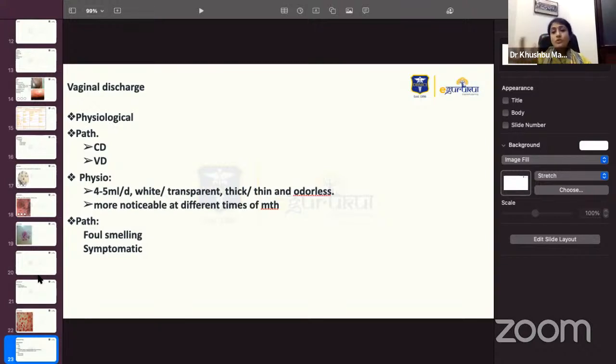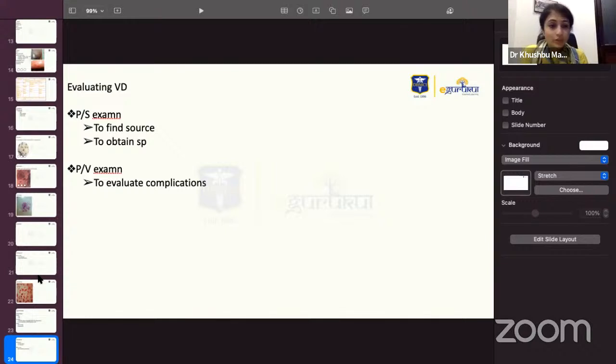There is more discharge at some times, like the time of ovulation or premenstrually. You might get a little more discharge. Then it's odorless and symptomless. There is no itching, no burning associated with this. So physiological discharge is mild, scanty, doesn't wet the undergarments, odorless, and symptomless. But pathological discharge would always be foul smelling and very symptomatic. This is how we differentiate physiological and pathological discharge.